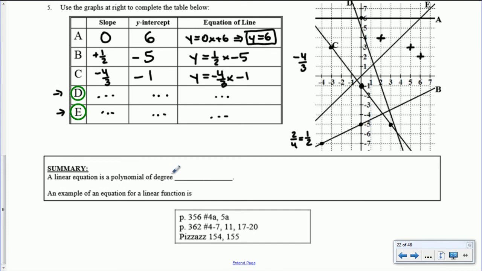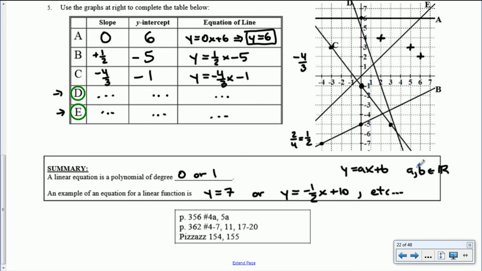So a linear equation is a polynomial of degree 0 or 1. An example of an equation for a linear function, we could do y equals 7 or y equals -1/2 x plus 10. I'm just pulling examples out of the air. So that sort of thing. We need the form y equals ax plus b, where a and b are real numbers. So even if a is 0, we still have a line.